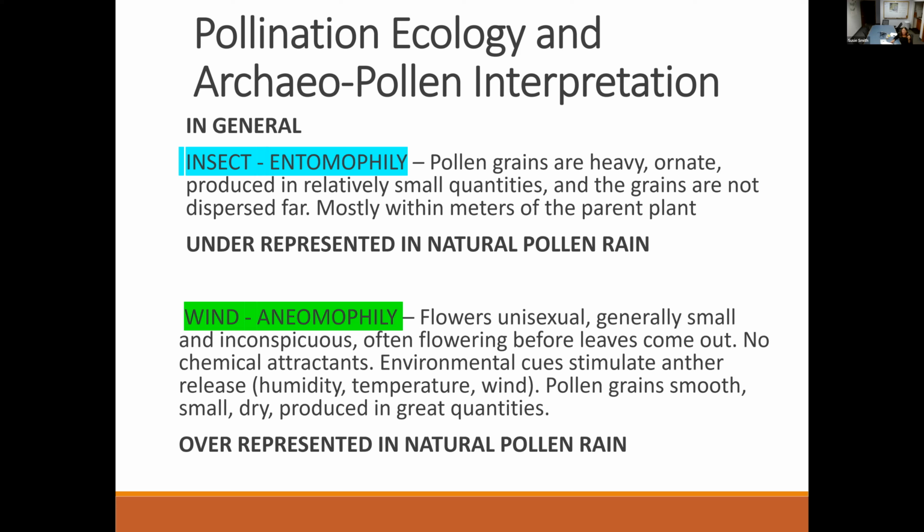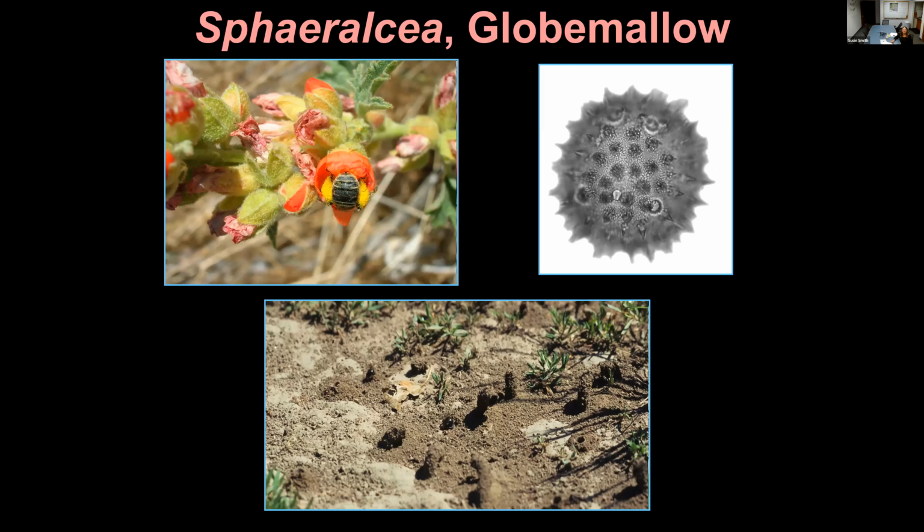you can get like 1 or 2 pine grains in a soil sample from an archaeological site, and it's meaningless. You can get 1 pollen grain from an insect pollinated type, and it could be incredibly important. It could be a landslide of pollen. So this is sort of the general guidelines, but the devil is always in the details. And this is an example of a devilish detail.